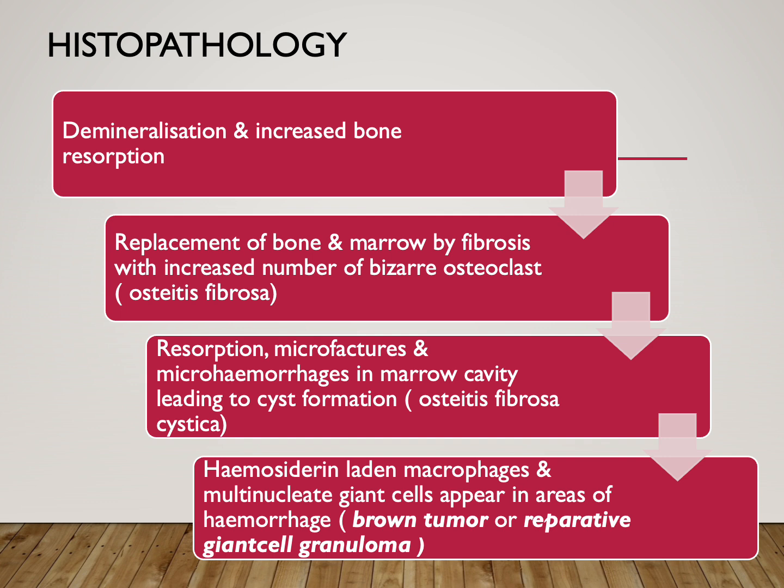From that it will progress to the next stage, the osteitis fibrosa cystica stage. There the resorption, microfractures and hemorrhages in the bone marrow cavity all lead to cyst formation. That stage is known as osteitis fibrosa cystica. Next, that will lead to the stage known as brown tumor or reparative giant cell granuloma. So what is that stage? Hemosiderin laden macrophages and multinucleate giant cells appear in the areas of hemorrhage. That is known as brown tumor or reparative giant cell granuloma.